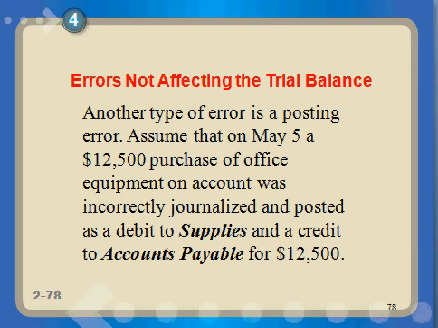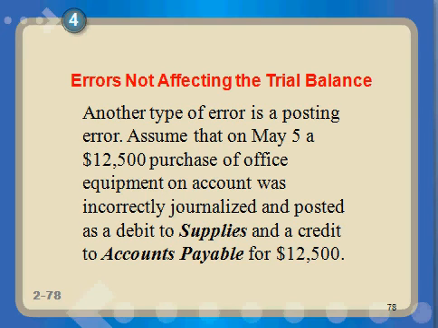Another type of error is a posting error, and this one assumes on May the 5th, $1,250 purchase of office equipment on account was incorrectly journalized and posted as debits to the supplies account and credits to the accounts payable account. Well, the accounts payable part's right, but the supplies part is not.